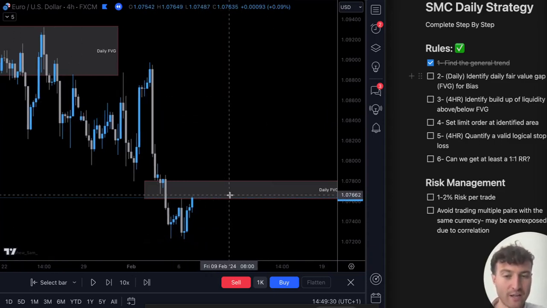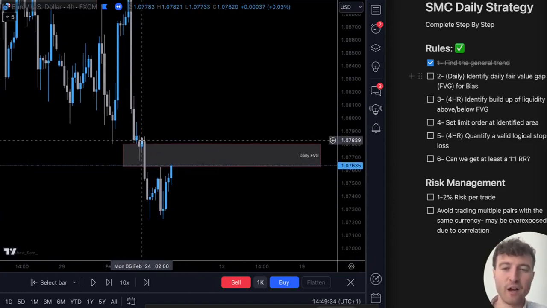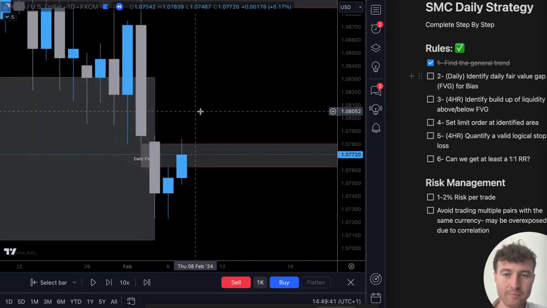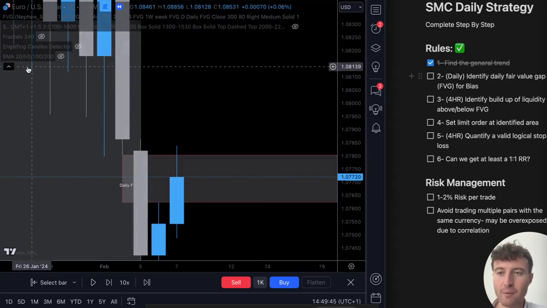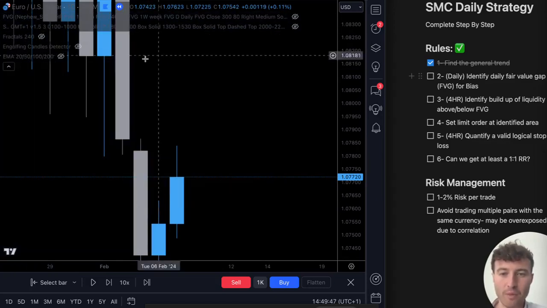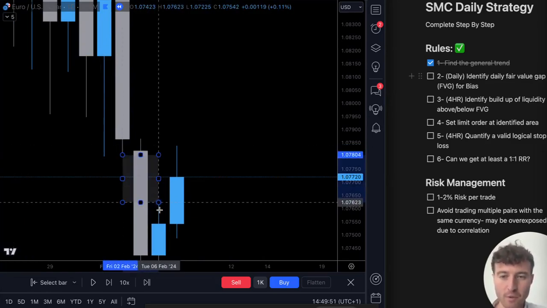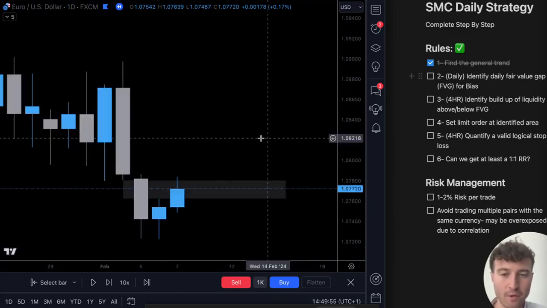Therefore, like in this example here, we've created a daily fair value gap. So when we pop over to the daily and zoom in, you can see we've created a daily fair value gap to the downside. Let's just pop that on and mark this on for you guys, just so it's very, very simple. So this area right here is a daily fair value gap.